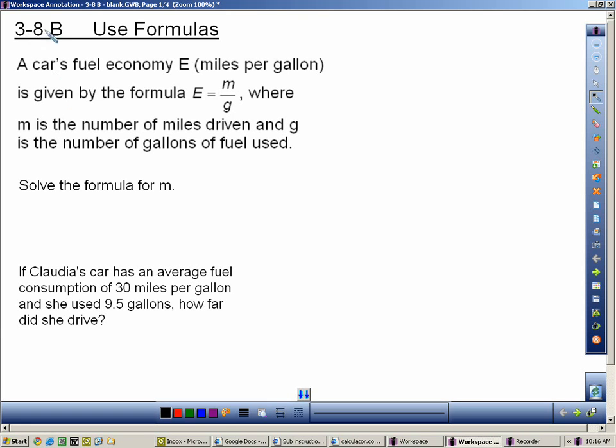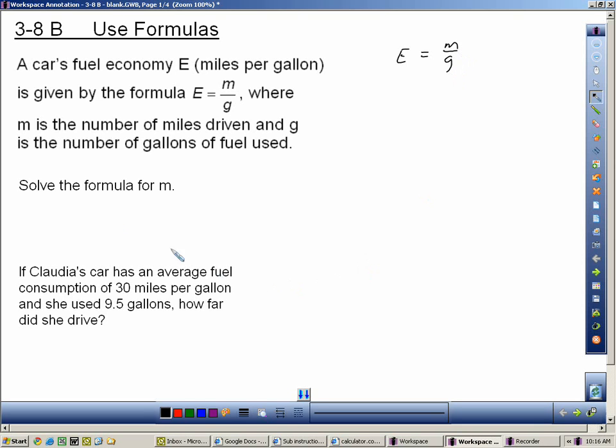This is section 3.8b, using formulas in a real-world setting. Here we're given information about a formula. We're told that the fuel economy is represented by E, and that the formula itself is capital E equals M over G, where M is the number of miles driven and G is the number of gallons used. So this information sets up a formula for us, and that formula is E equals M over G.